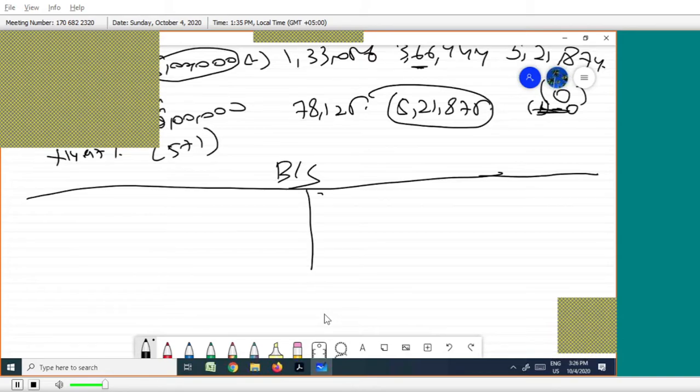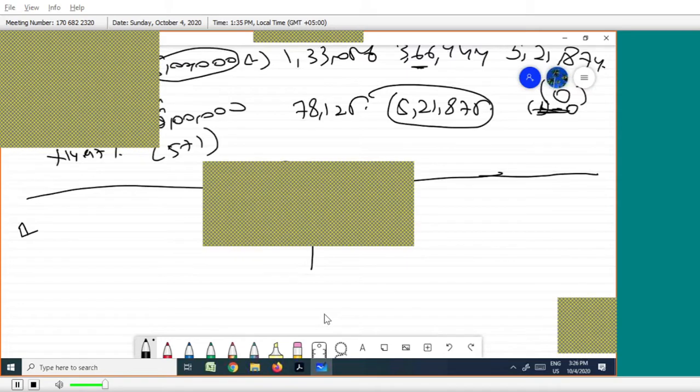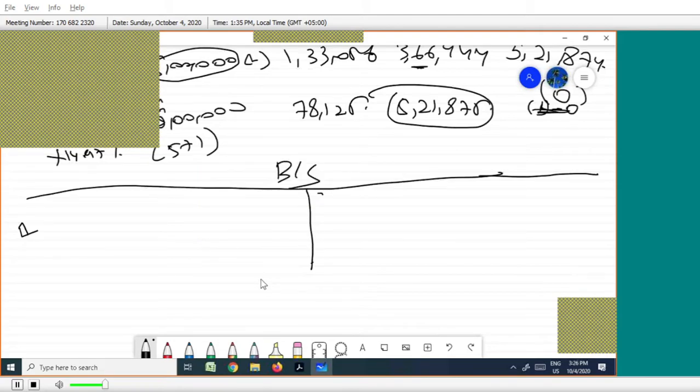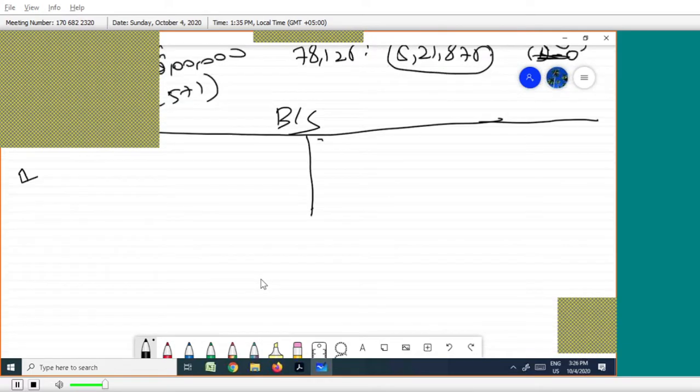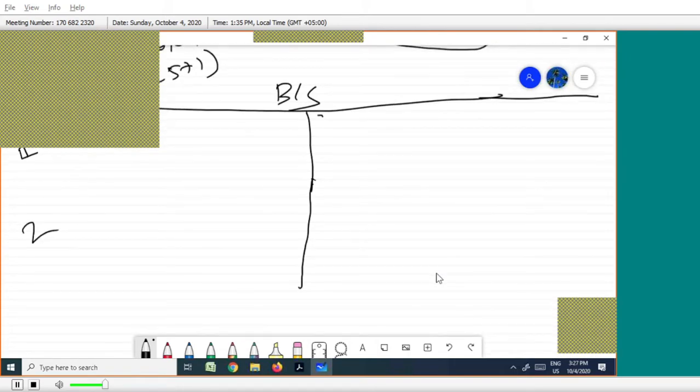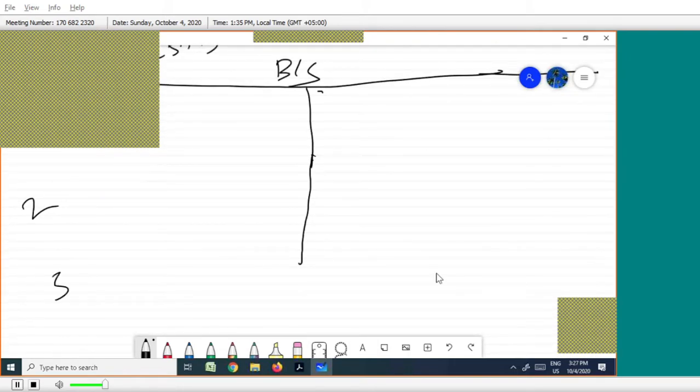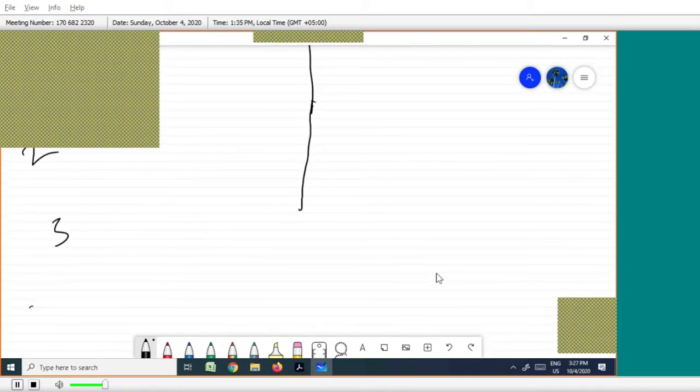What we have to work out? First year, liabilities, assets. Second year. Third year. That is why we are doing this working. Fourth year, what we have to do?